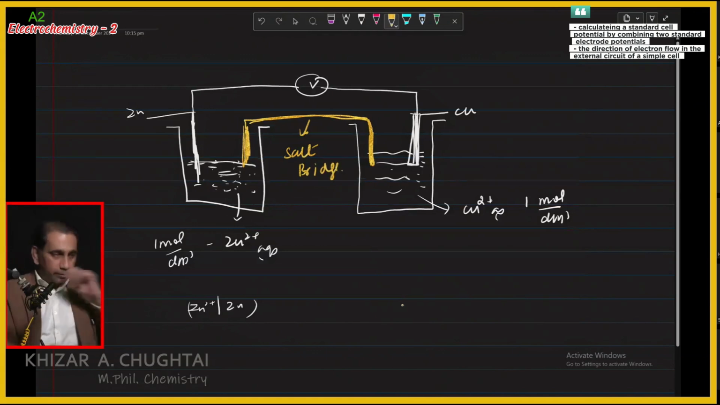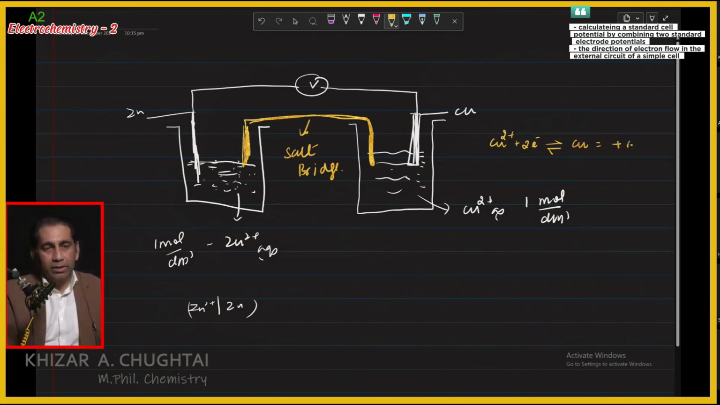So number 1, as far as the data booklet is concerned, what is the answer for this half cell, the copper half cell? Its equation is Cu2 positive ion plus 2 mole of electrons, reversible arrow, Cu, and its value is equal to plus 0.34 volts if I'm not wrong.